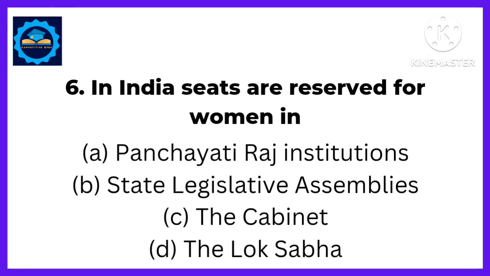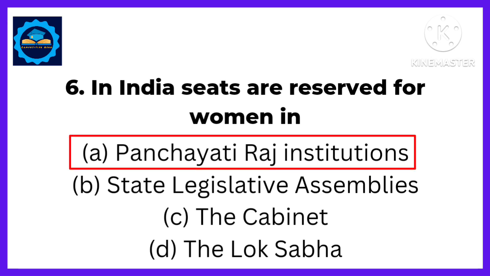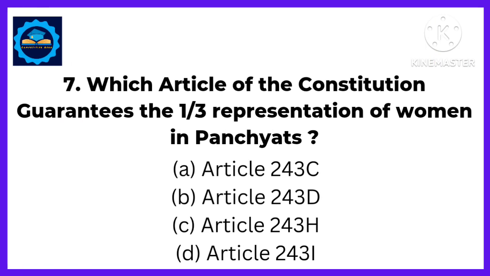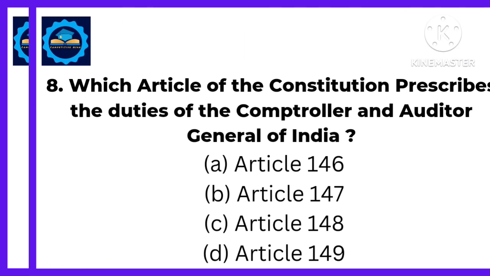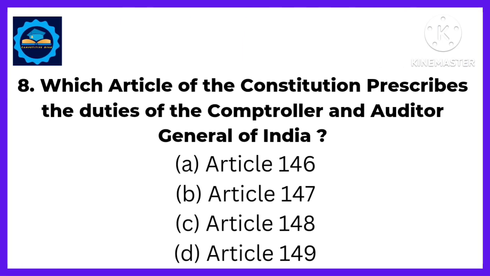Next, in India, seats are reserved for women in? Answer: In India, seats are reserved for women in Panchayati Raj institutions. Next, which article of the Constitution guarantees one-third representation of women in Panchayats? Answer: Article 243D. Next, which article of the Constitution prescribes the duties of Comptroller and Auditor General of India? Answer: Article 148.